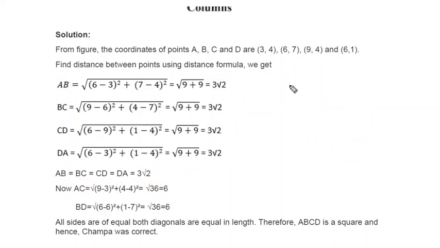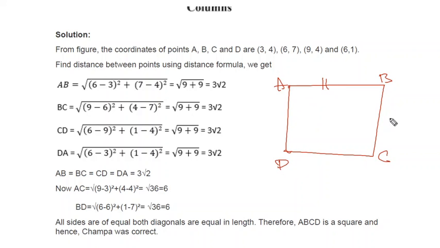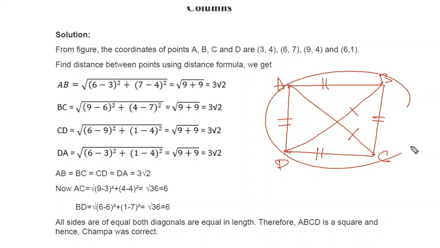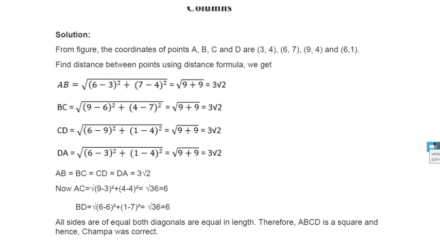So now what did you get? In this figure ABCD, we have found AB equal to BC equal to CD equal to AD, and AC is also equal to BD. Therefore, we can say ABCD is what type of figure? It is a square. So now we can say who was correct and who was incorrect. There were two friends, right? Champa was saying that it was a square. So Champa was correct, and Chameli was not correct.